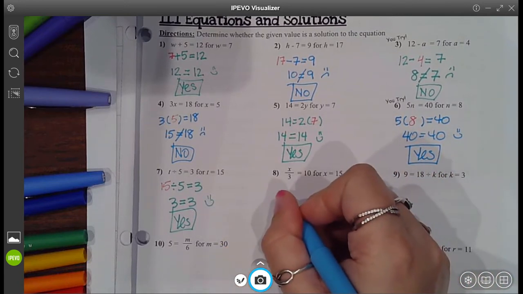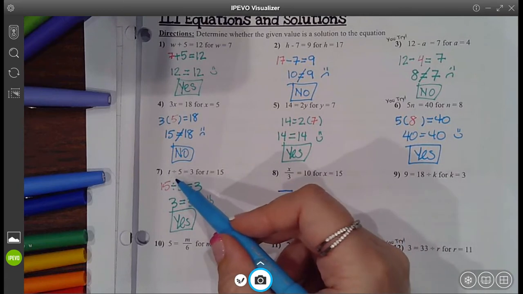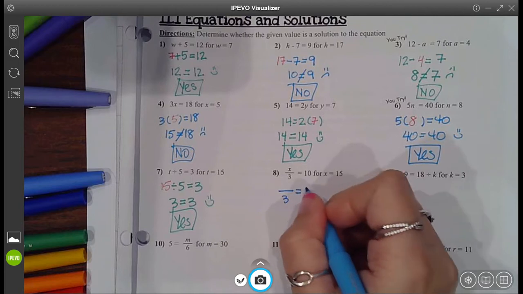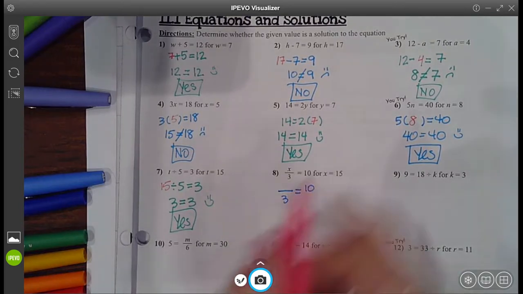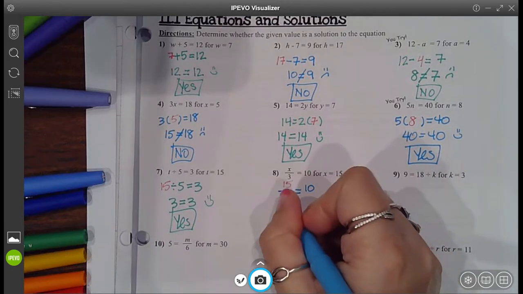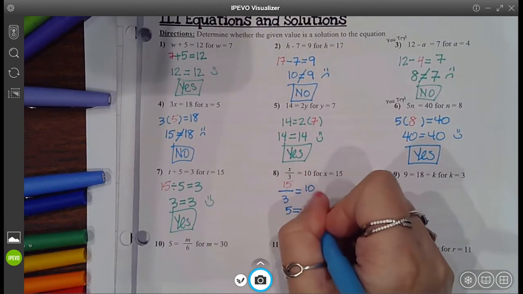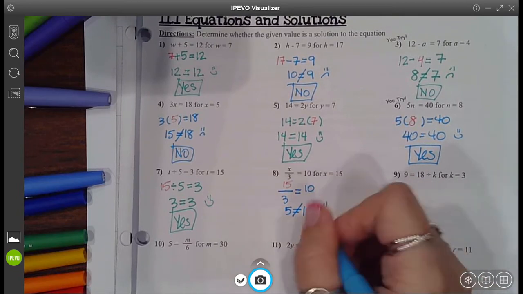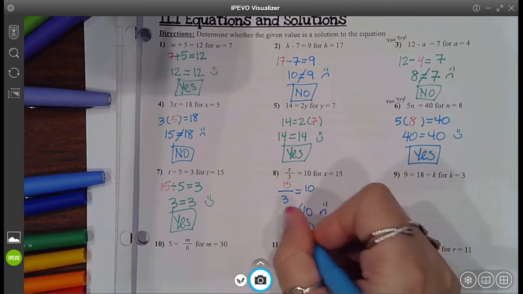Okay. Now this one is also saying your variable divided by a number. So fraction is saying top divided by bottom. And I'm going to replace that variable with a 15. So what's 15 divided by 3? It's 5. Does 5 equal 10? No. So is 15 the solution? No.